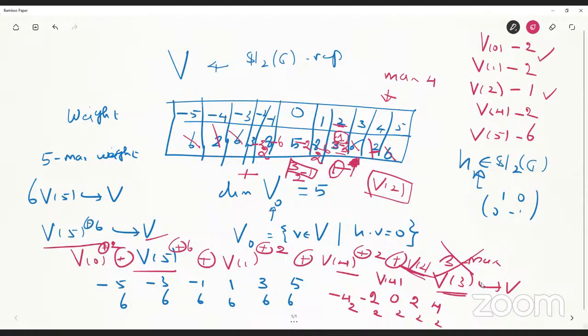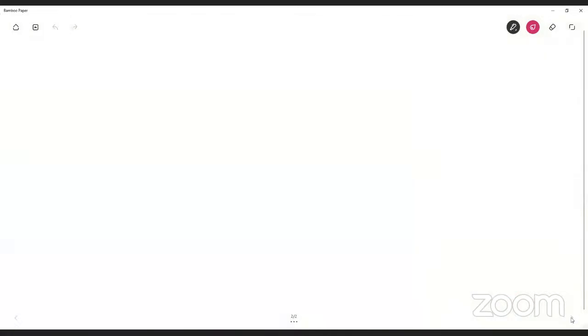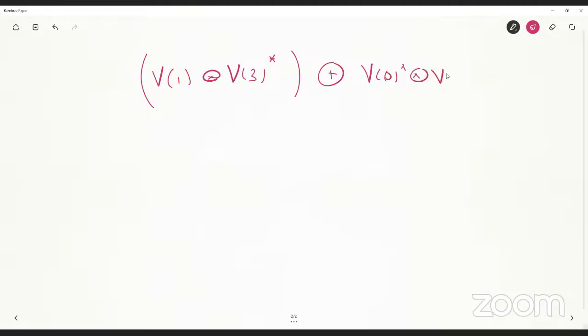Generally, we write representations as a direct sum of irreducibles, sir. Okay, V1 tensor V3 star, and then it is again given something like this direct sum V of 0 star tensor V of 2.